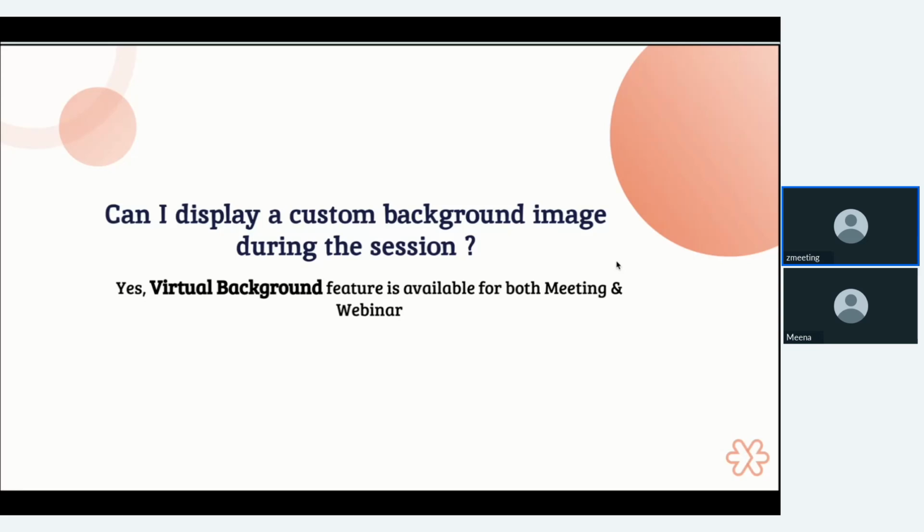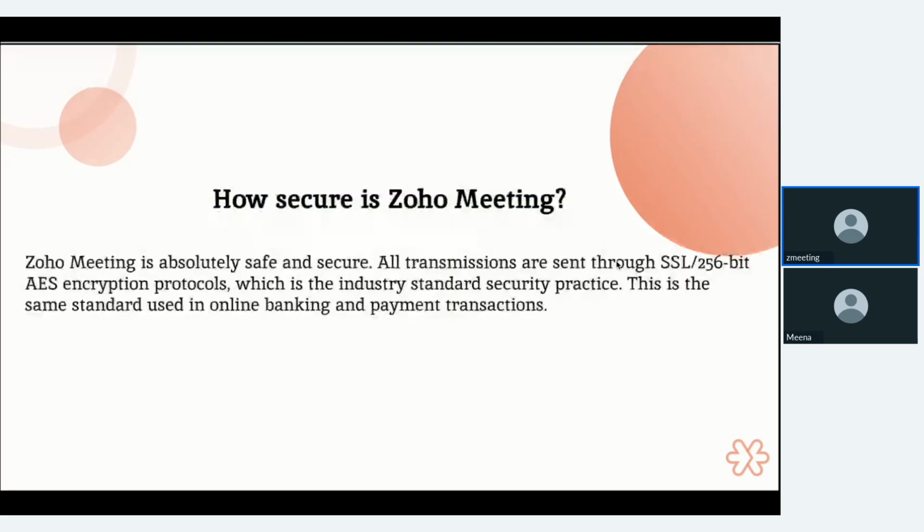Here comes the last question that is about security and privacy in online sessions. The answer is Zoho Meeting is absolutely secure because the tool offers multiple security features to keep your meetings safe from disruption. Because we have already seen how to lock your meetings, and also we have password protected meetings. Besides, it also encrypts the audio, video, and screen sharing in order to keep the information safe during the session.